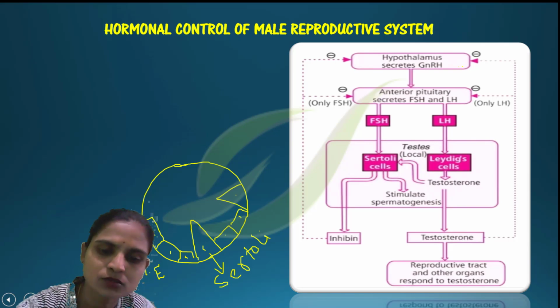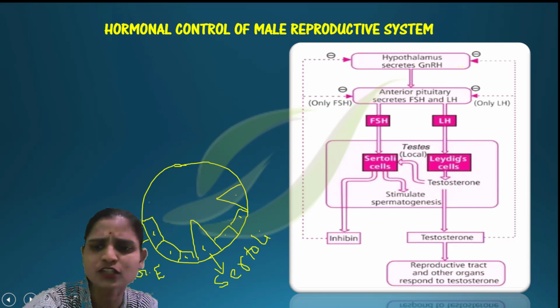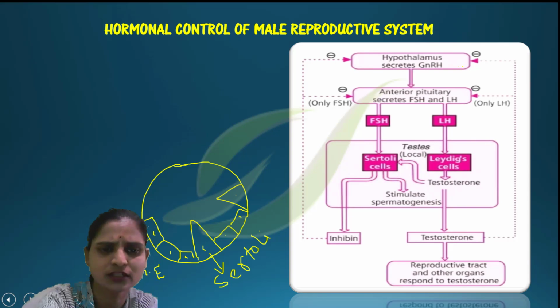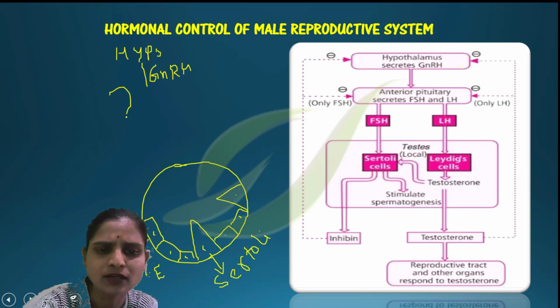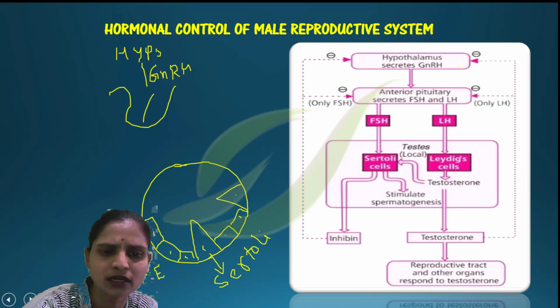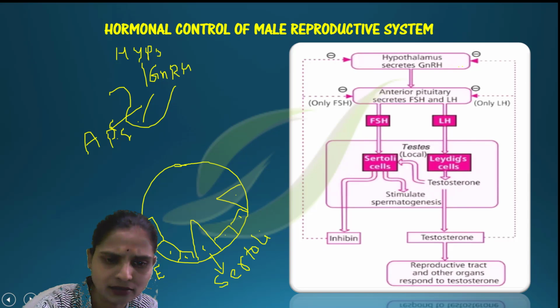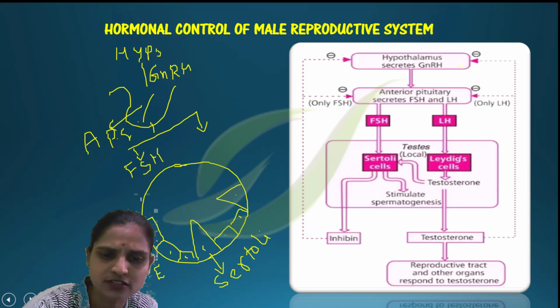Now the FSH hormone, as we have studied, from the hypothalamus the hormone released is gonadotrophin releasing hormone. It acts on the anterior pituitary gland, and it will release FSH as well as LH. So concentrate on this FSH and LH.